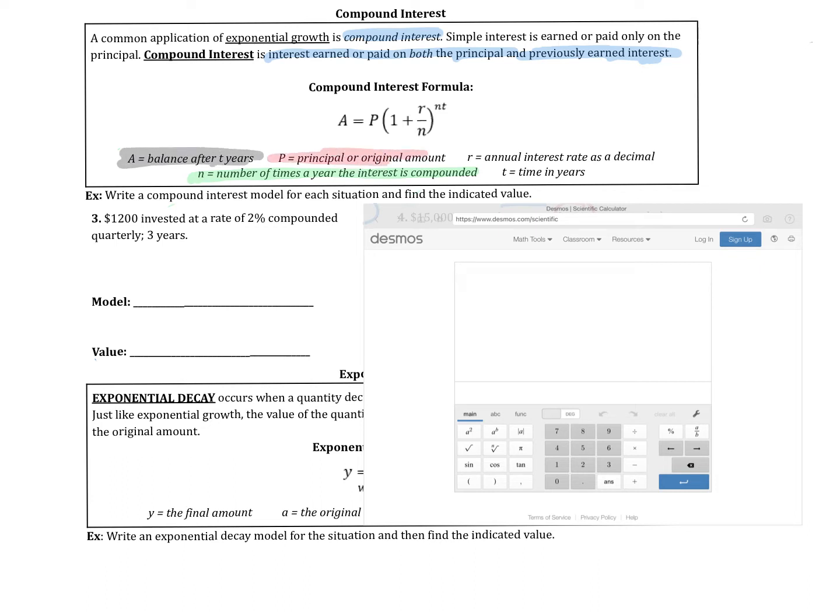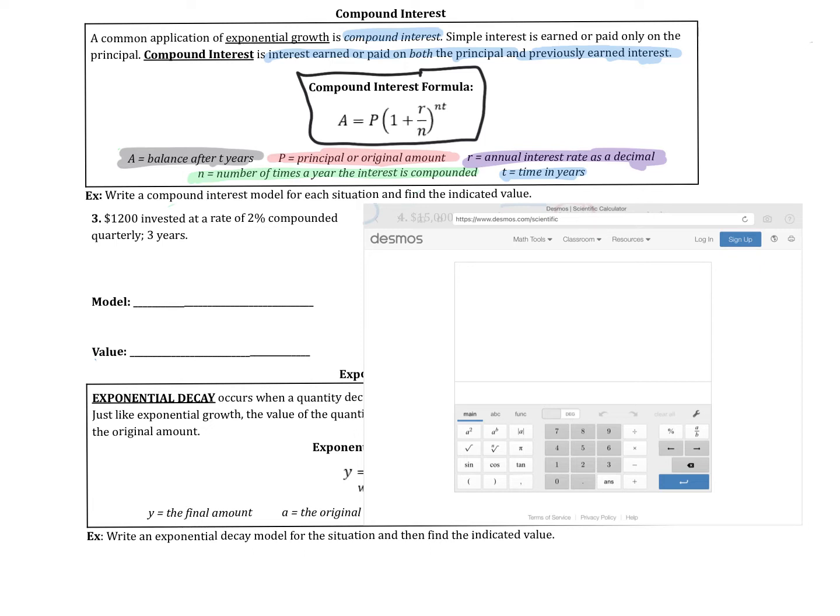P is the principal or the original amount that we're putting in. T is still time. And R is the interest rate, still expressed as a decimal. So again, a lot of what's going in is the same. It's just different in the letters and how it's being put in. So the biggest difference here is really the N, which is the number of times each year that it is compounded. So let's work through a couple of example problems.